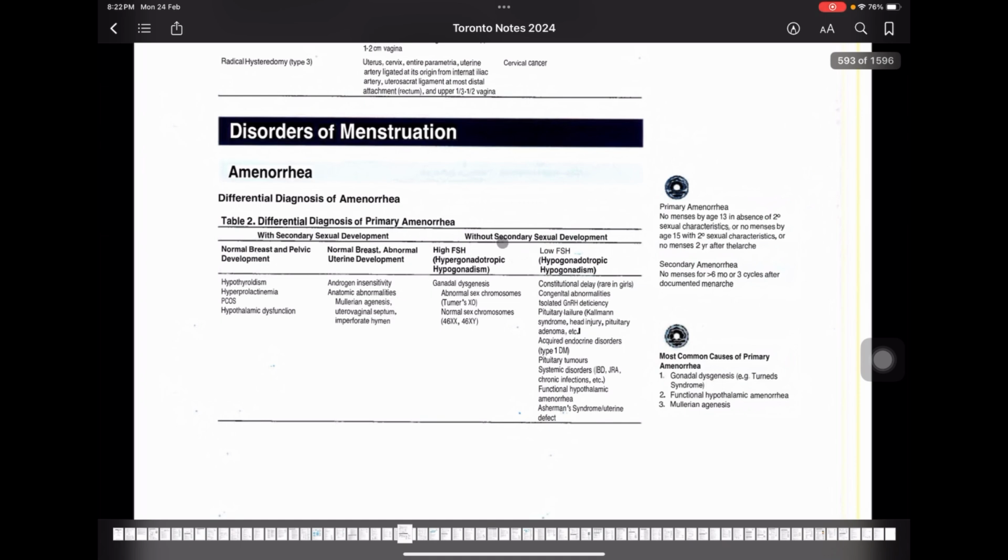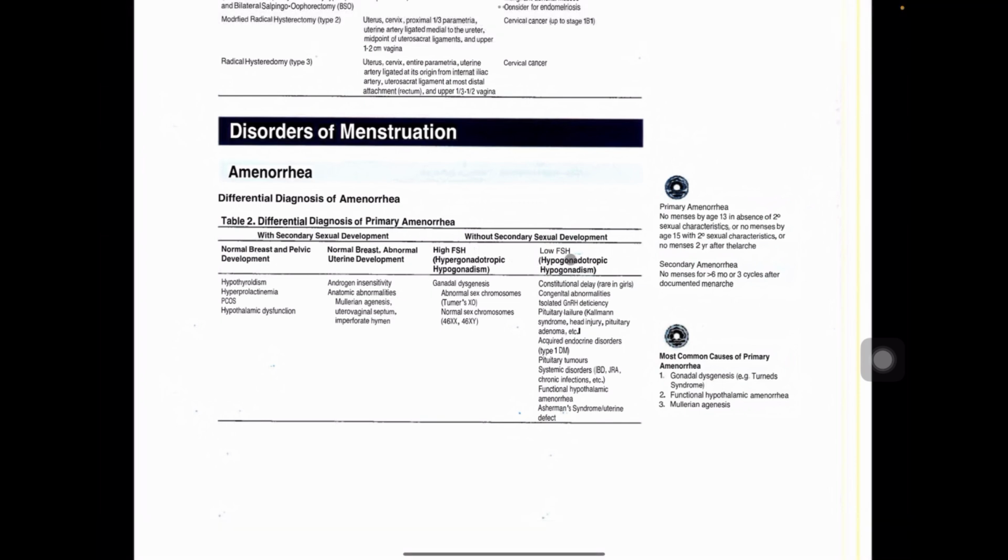Now, if the patient has no secondary sexual development and has high FSH, what could be the cause? Let's say hypergonadotrophic hypogonadism. That means gonadotrophic hormones are high but there is hypogonadism. So let's see. Gonadal dysgenesis, like abnormal sex chromosomes, Turner syndrome.